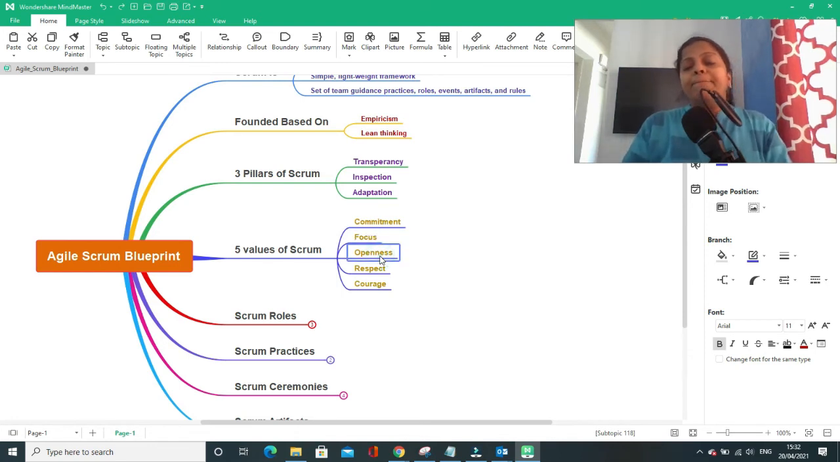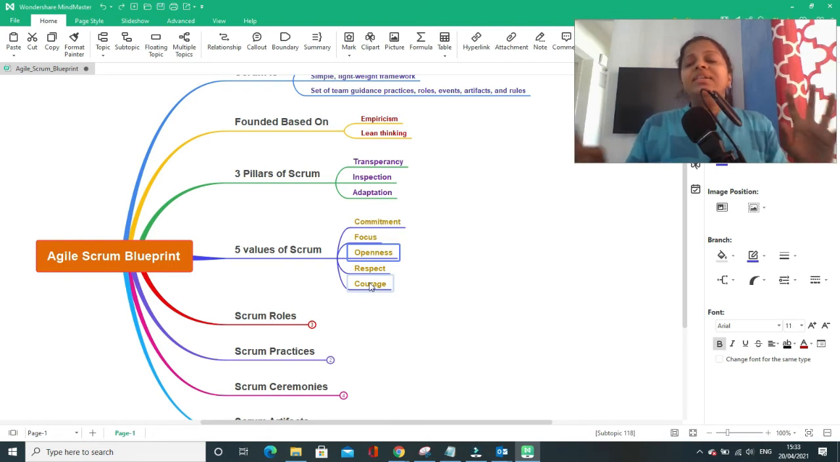Openness. The team has to have enough autonomy to perform, to face the problems and to come up with solutions, and they should be open to sharing any impediments. Respect means the team should respect each other, the customer, their work, and all the stakeholders, and even the lead has to respect their team. They cannot just direct them or pressurize them to work.